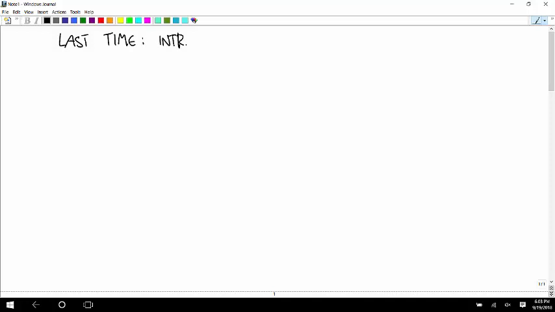So we introduced the constant acceleration equations. Those are the ones that are like v final is equal to v initial plus a times t final. And I did a couple examples.